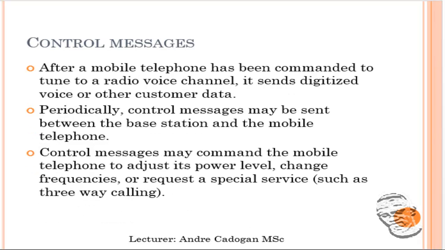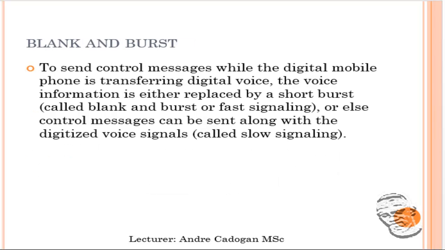These control messages are sent in digitized form, sometimes referred to as blank and burst messages, and they are also used for call waiting or three-way calling, or for what you call handoff, which we discussed in an earlier class. These blank and burst messages again form what you call digital information that sends control information via voice signaling.